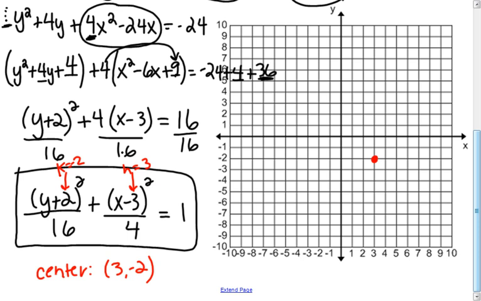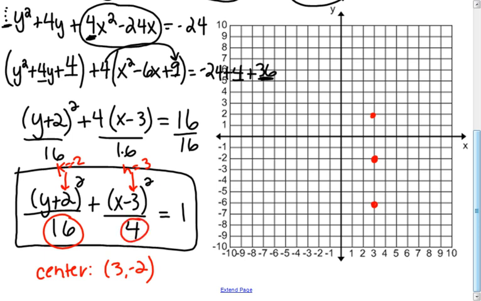Okay. My y is listed first in this case, so I know it's going to be longer vertically than it is horizontally. Also, the bigger number is under the y. Do you see that? That tells you it's going to be longer vertically than it is horizontally. Okay? So, this right here is your a term. A squared is 16, so of course we know that a is 4, which means I'm going to go 4 up from my center and 4 down from my center.